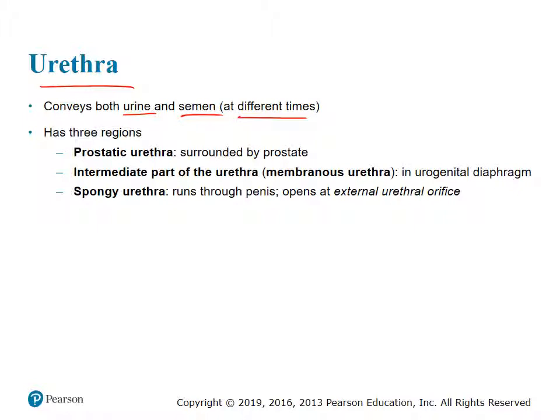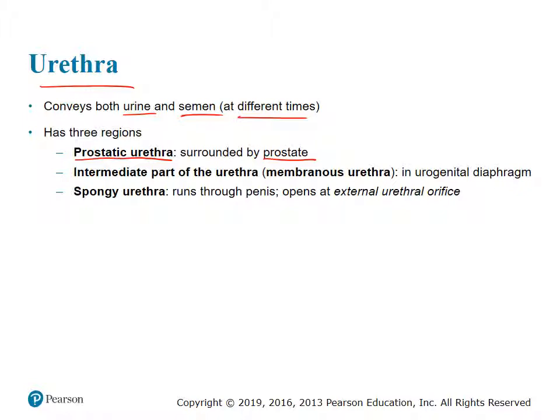Okay. So there's three parts of the urethra. We call this the prostatic urethra. This is where the urethra is surrounded by the prostate. So that part of the reproductive system of the male, where the urethra is passing through the prostate, we call that the prostatic urethra. And then immediately after that, we call this part of the urethra the intermediate part of the urethra, also known as the membranous urethra.